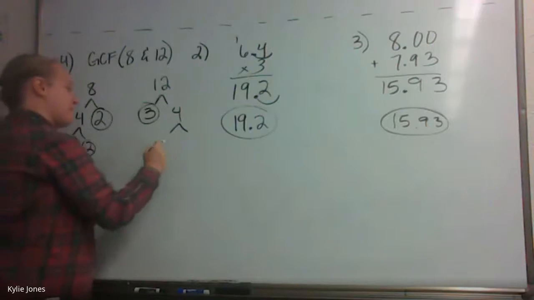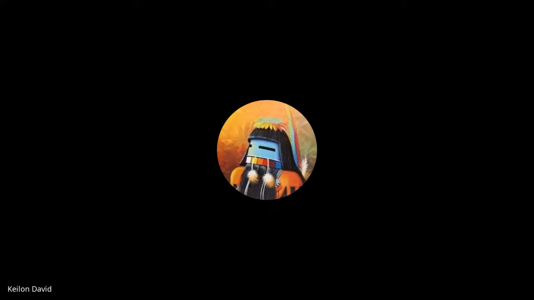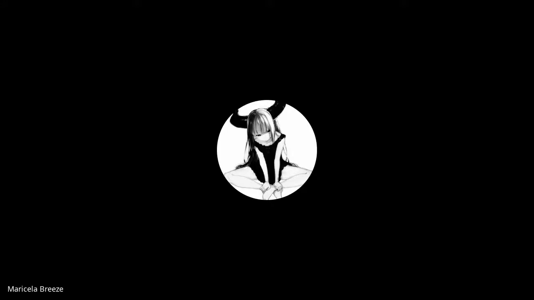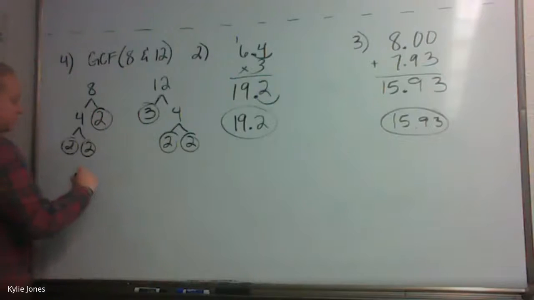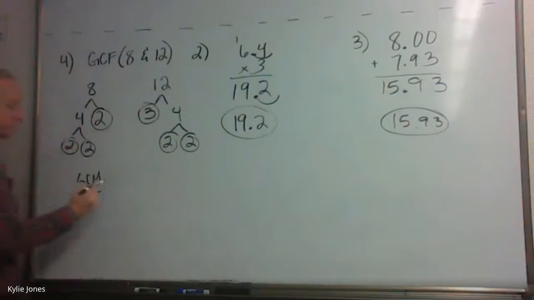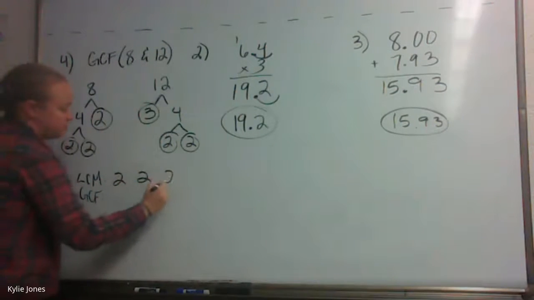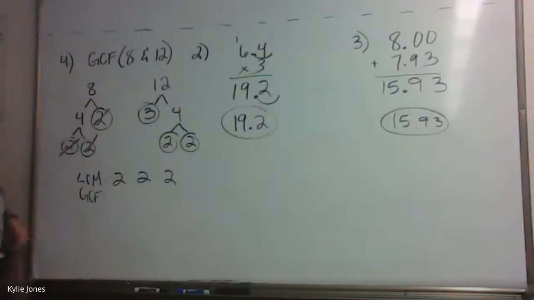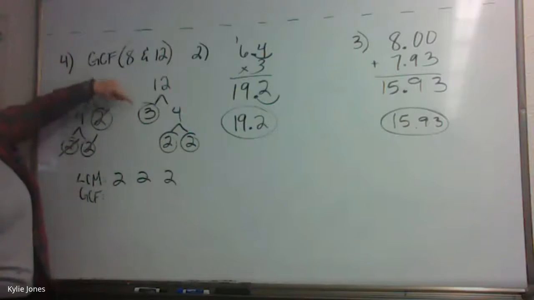No. What about 4? What goes into 4 again? 2 and 2. Good. Now we need to do LCM. GCF, do our lineup. I'm going to put the 8 on top, so we have 2, 2, 2. We use those numbers. Now we need to do our matchy-matchy. Can I match a 3?